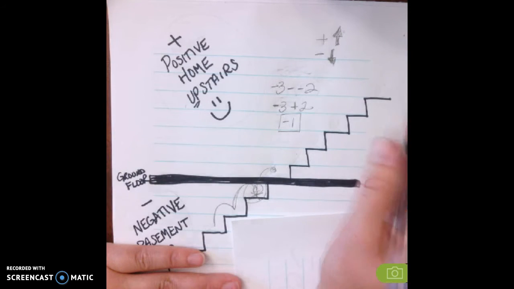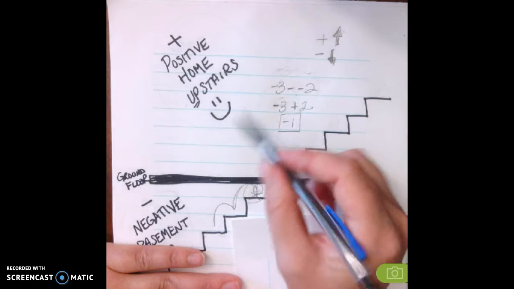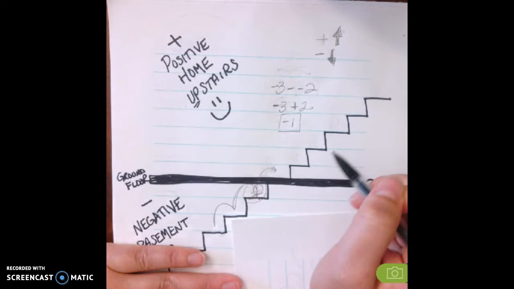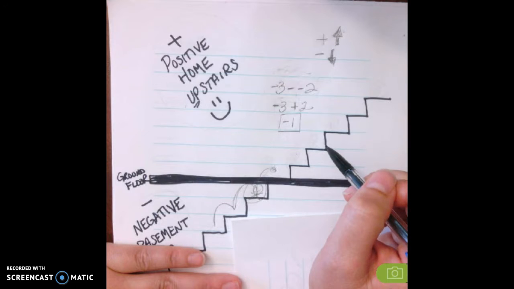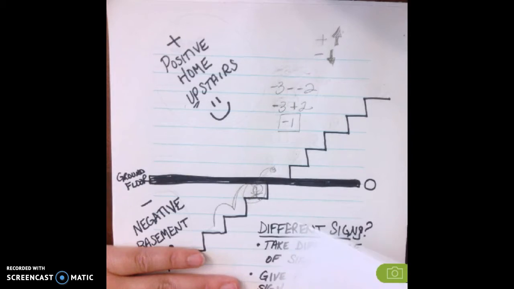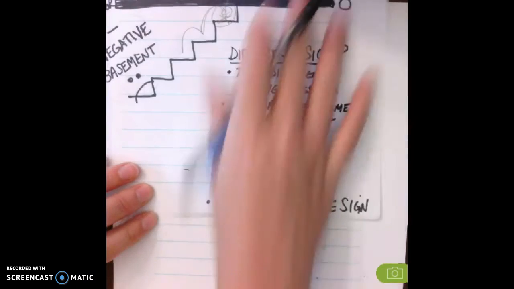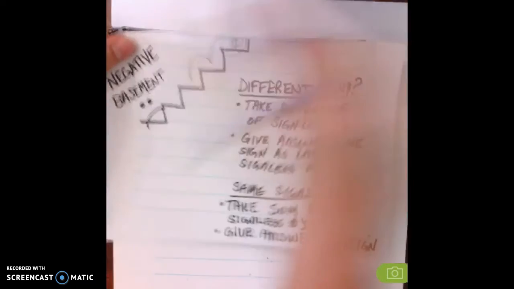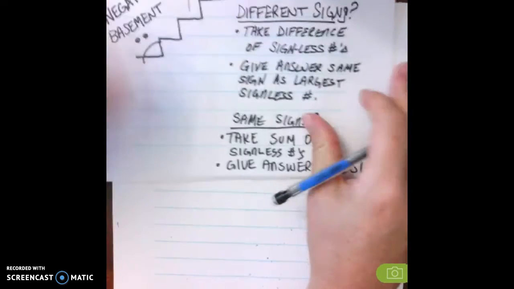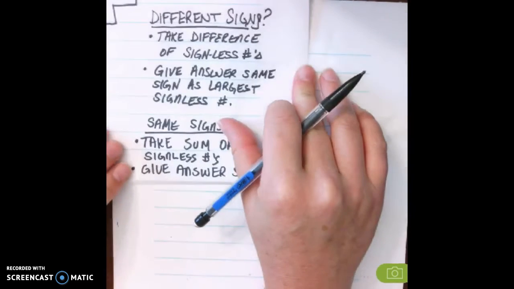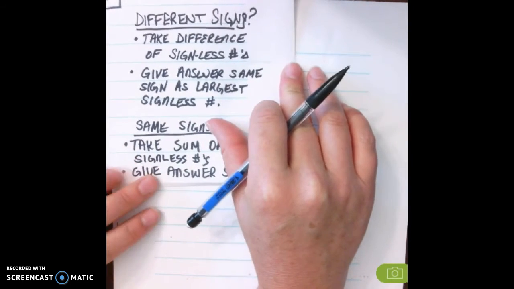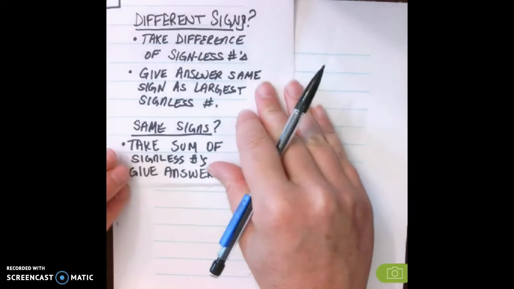Now, I want you to always think of this example when you're trying to visualize. I do not want you to memorize things because memorization, you're just going to end up forgetting it in the long run. But these are the rules that we're following. If we have numbers of different signs, all we're doing is taking the difference of the signless numbers. Now this is what I mean.